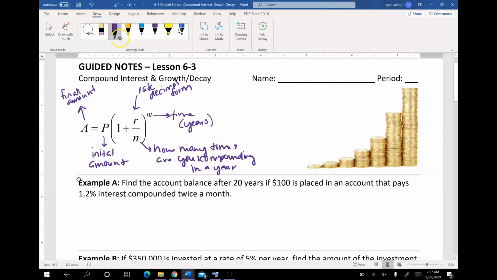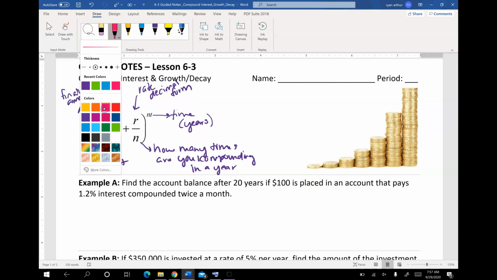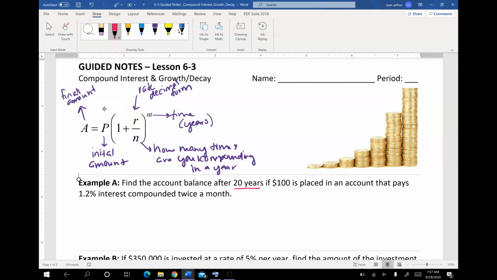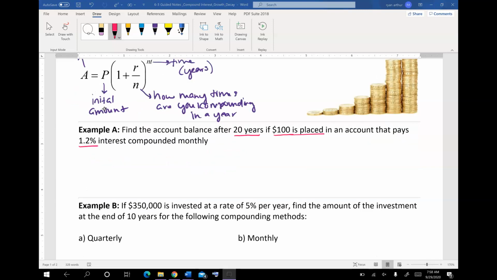Let's try our first equation, okay? We're going to set it up. So basically, this video is showing you how to set up your equation. You already know how to solve it. We're just going to set it up, okay? So I want to find the account balance after 20 years, if $100 is placed into an account that pays 1.2% interest, and it's compounded monthly, okay?